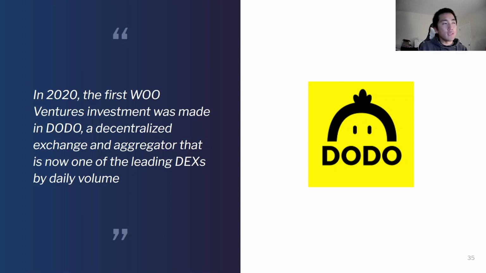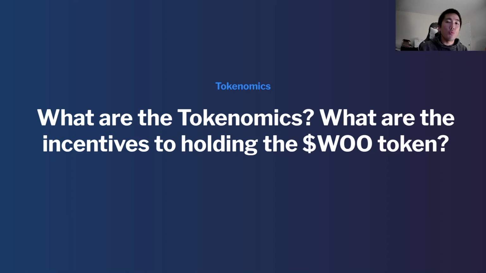And they already made one investment in Dodo. Dodo is a decentralized exchange and aggregator that's one of the leading dexes by daily volume. I believe they're on Ethereum and Binance Smart Chain. And the cool thing about Dodo is that they're already tapping into the Woo dark pool, right? So anyone that uses Dodo can get better liquidity because they're pulling liquidity from the Woo dark pool and not just working with whatever capital they have locked up. Great. So we went over the dark pool, WooX and Woo Ventures, right?